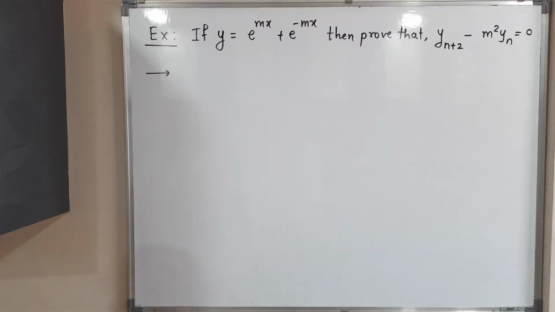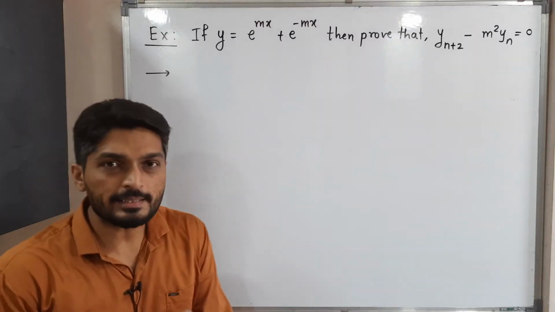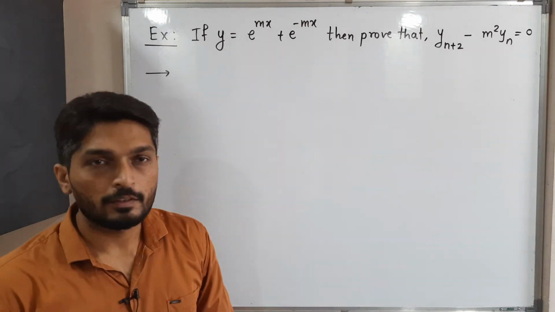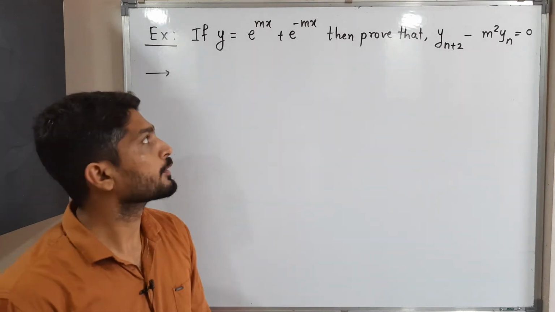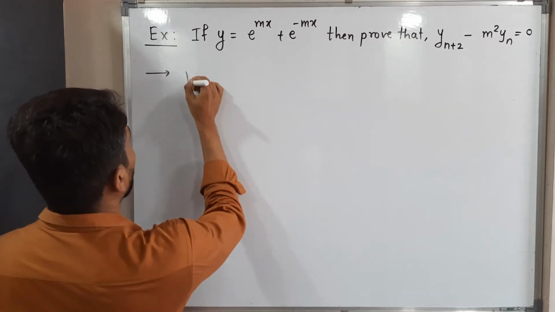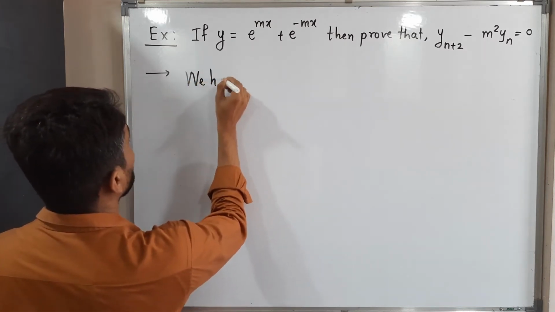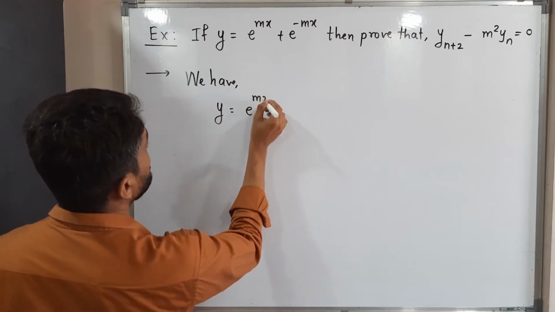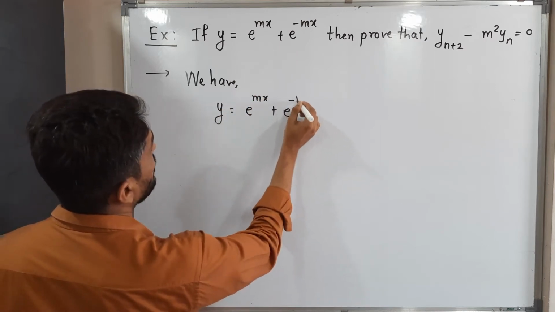Hi everyone, let us discuss this example. It is a very simple example. The difference is that here we have to find the nth derivative. Getting the remaining part is quite simple. So let me write the given function. We have y is equal to e raised to mx plus e raised to minus mx.